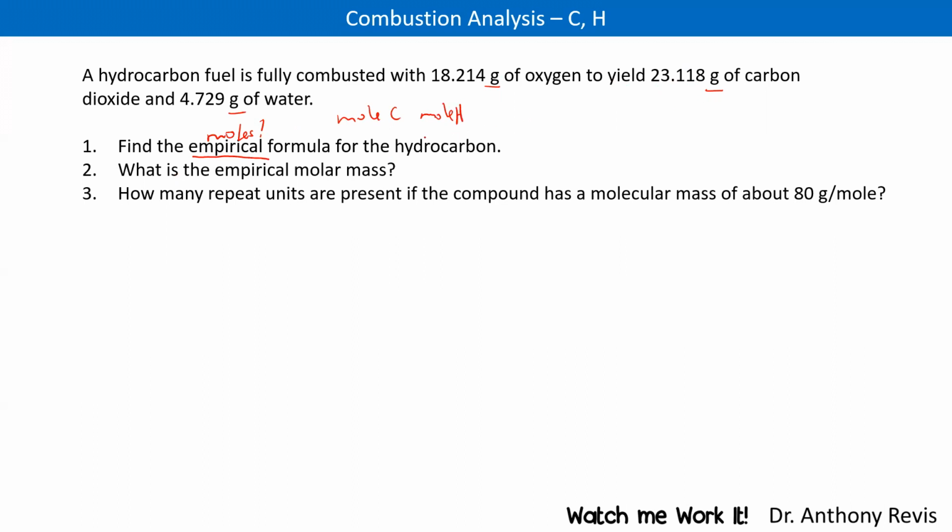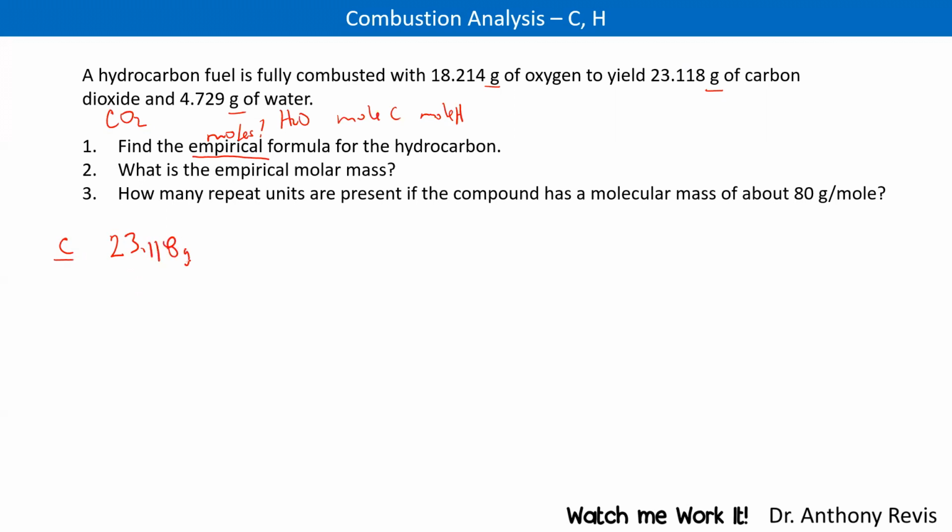But we do see carbon dioxide, which is a source of carbon, and we see water, which is a source of hydrogen. So we'll do an indirect calculation to get to carbon and hydrogen. Let's do it. So we write our given. Let's start with carbon.